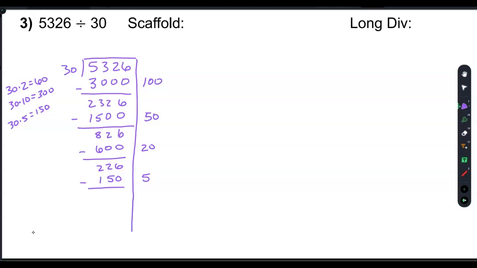Let me go ahead and go a little further here. Let's see, 6, subtract that, and I get 76 here. And then 30 would go into that. I think the 60 would work well. So 2 times 30 is 60, and that gives me 16 left over. So I need to add all this up. 177 with a remainder of 16.